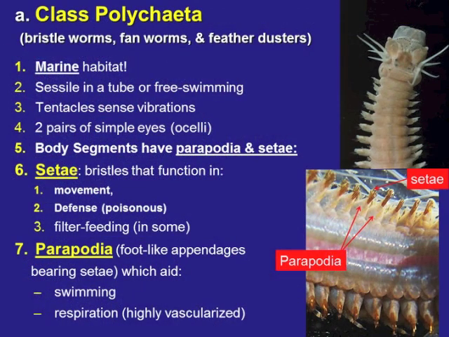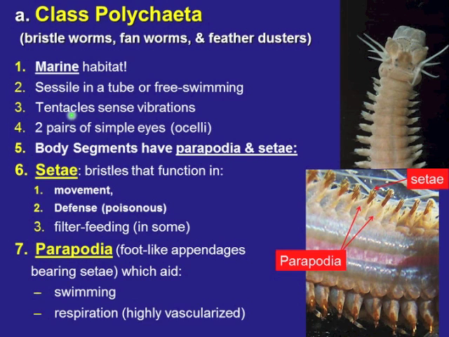Further looking at class Polychaeta, which again are the bristleworms, fanworms, and feather dusters, they're marine. We do not find these in freshwater ecosystems. They're sessile in a tube or free swimming. But sessile, meaning they stay with their tube. But if the tube is destroyed, the worm can find a suitable habitat and build a new tube. So they can move somewhat outside of the tube, but once they build it, they stay there.